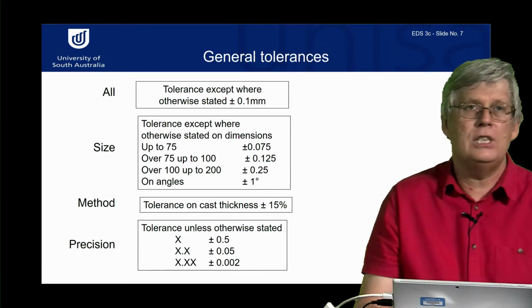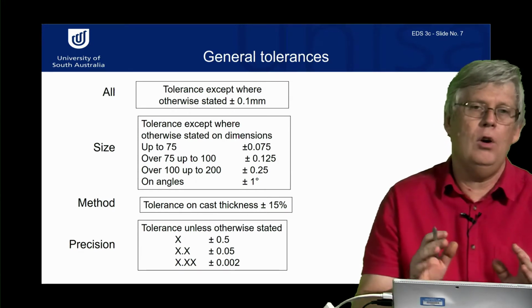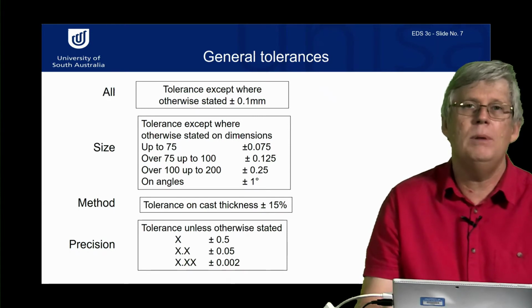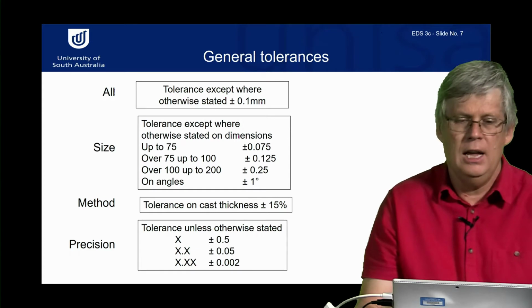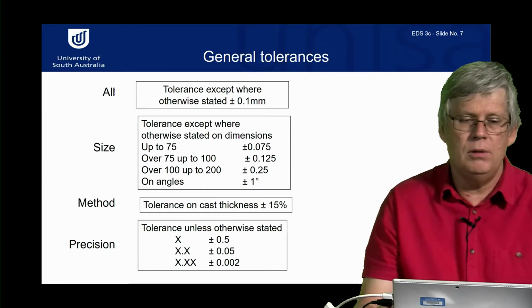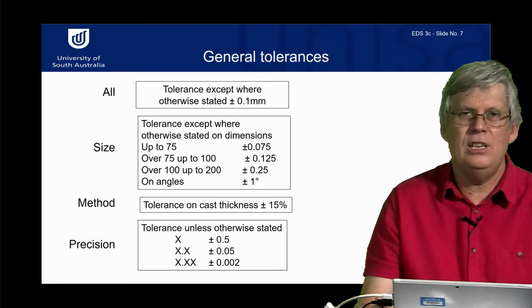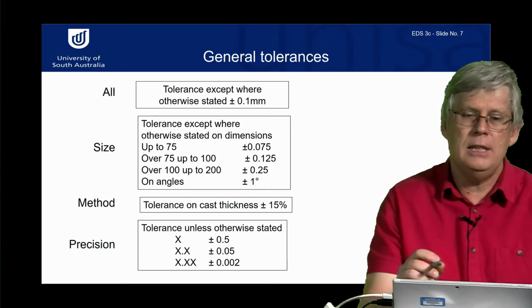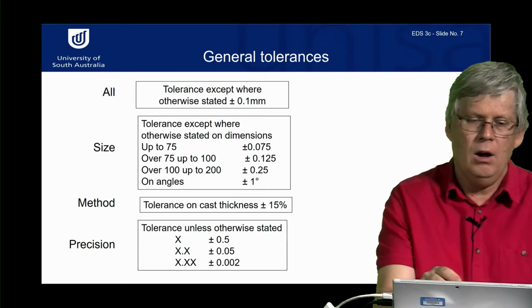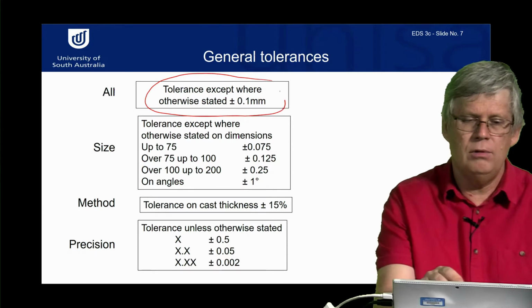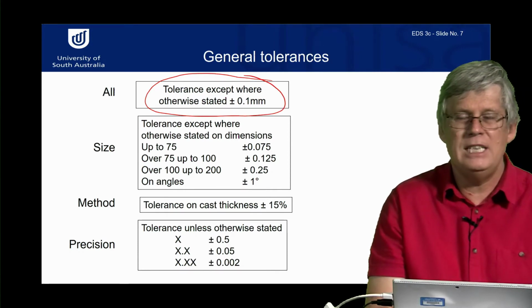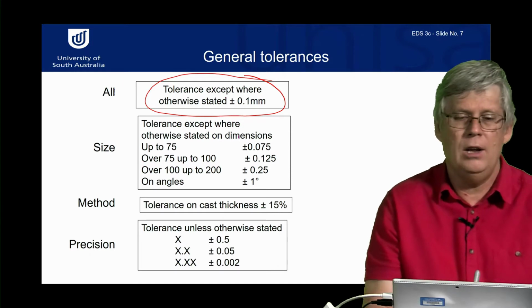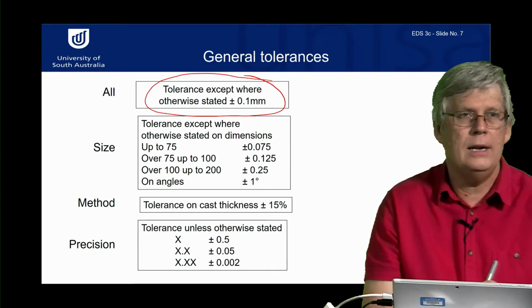So, tolerances. Even though all dimensions have a tolerance, and all dimensions must be given a tolerance, we don't need to label them on each individual dimension. Some of the things that we can do in our drawing, we can put a general note on the drawing: all tolerances, except where otherwise stated, are plus or minus 0.1, or plus or minus 1.